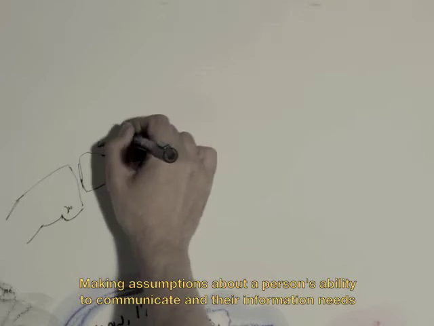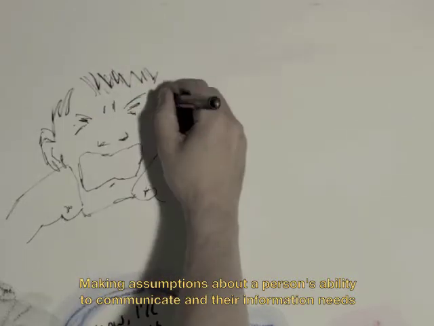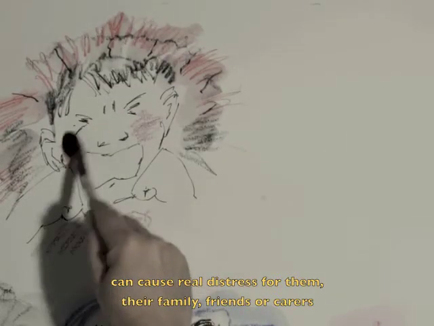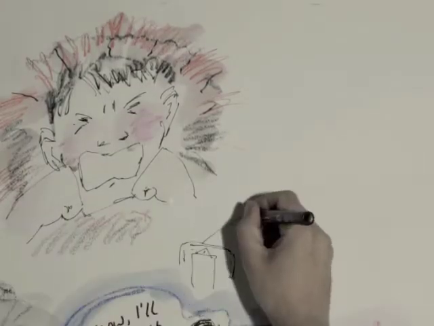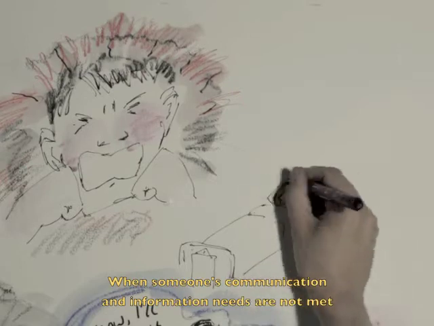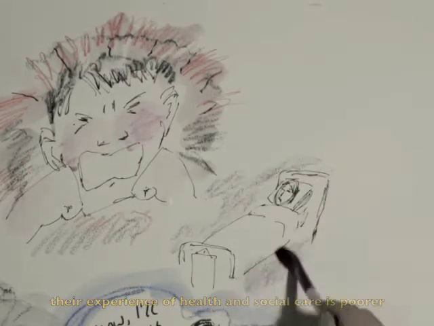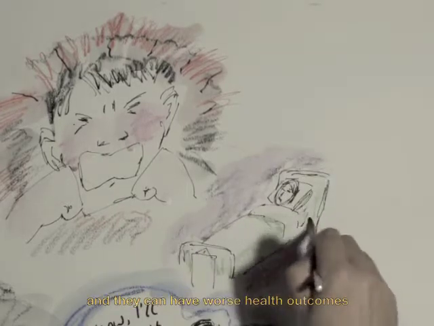Making assumptions about a person's ability to communicate and their information needs can cause real distress for them, their family, friends or carers. When someone's communication and information needs are not met, their experience of health and social care is poorer and they can have worse health outcomes.